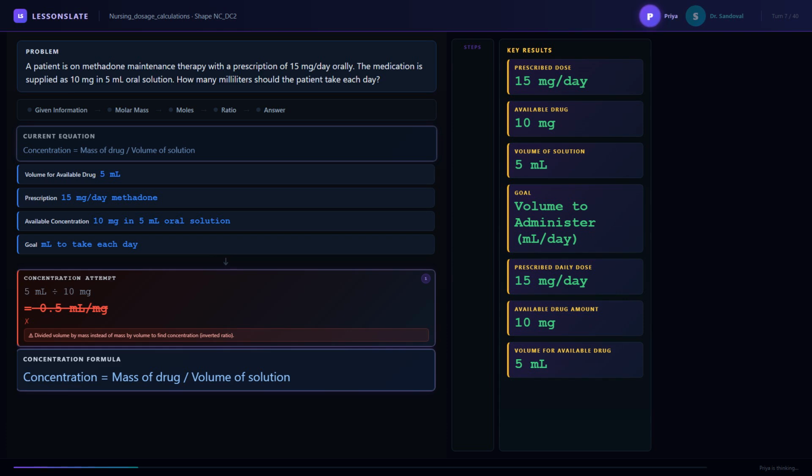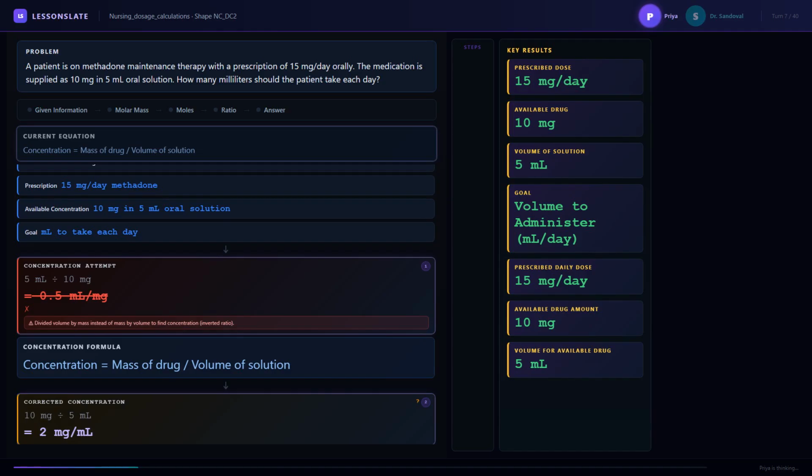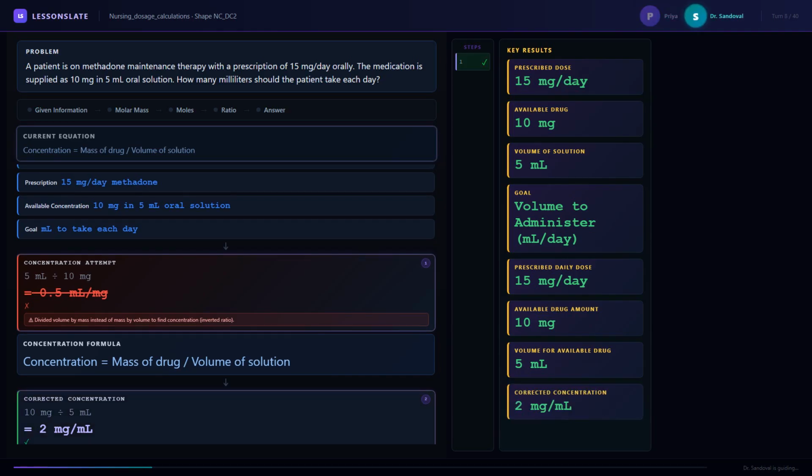Oh, I see. Milligrams per milliliter means the milligrams should be on top, so it should be 10 milligrams divided by 5 milliliters. That would give me 2 milligrams per milliliter. Is that the correct concentration? Yes, that's exactly right, Priya. 10 milligrams divided by 5 milliliters gives us 2 milligrams per milliliter. This is the correct concentration of the methadone solution. Now that we know the concentration and the prescribed dose, what's the next step to figure out how many milliliters the patient should take each day?